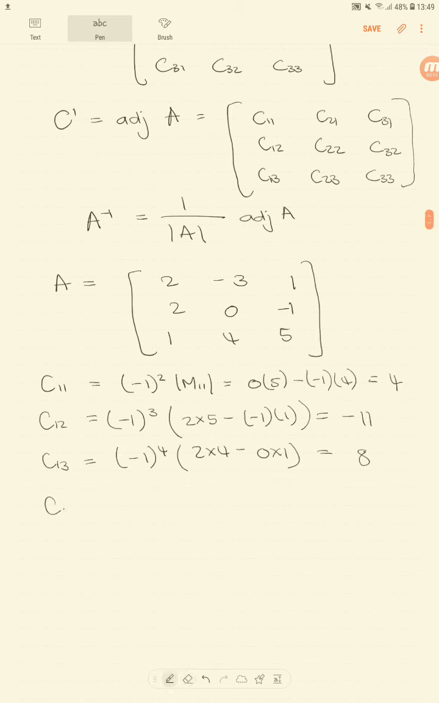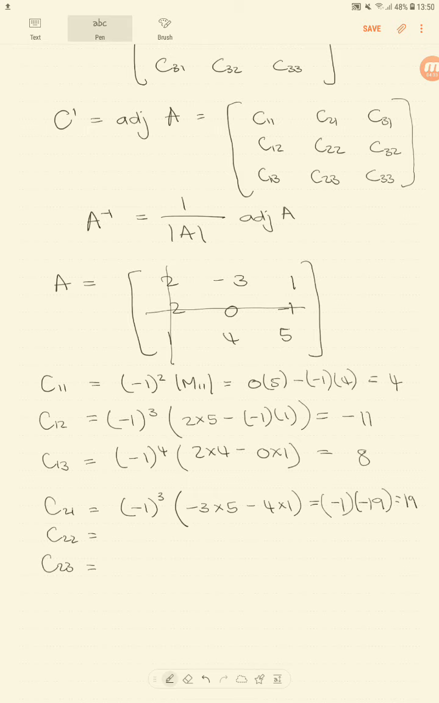We also need to do this for C21, C22, C23. C21 is -1 to the power of 3 times, deleting row 2 and column 1. So that is -3 times 5 minus 4 times 1, which is -19, and -1 to the power 3 cubed times -19 is equal to 19.